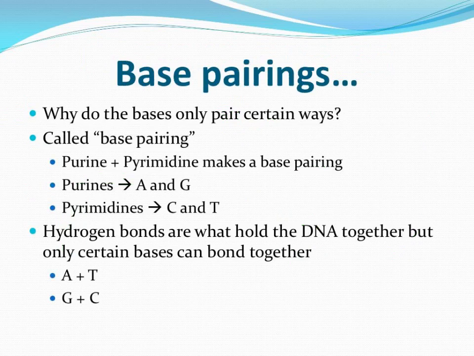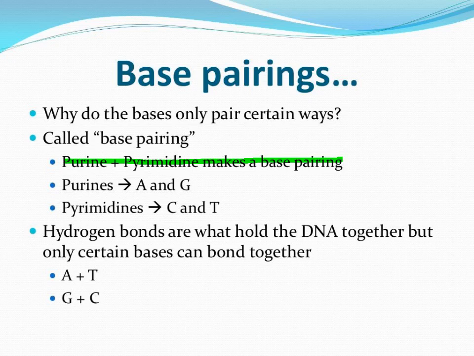So then base pairings. We talked about how A pairs with T, G pairs with C, but why do they only pair certain ways? Well, it's called base pairing, and the reason for that is that a purine and a pyrimidine make the base pairing. You have to have a purine and a pyrimidine to make a base pair because of how the bonding works. We're not going to get into all the bonding that goes on, but if you ever take AP Bio or even chemistry, you'll talk about it a little bit.